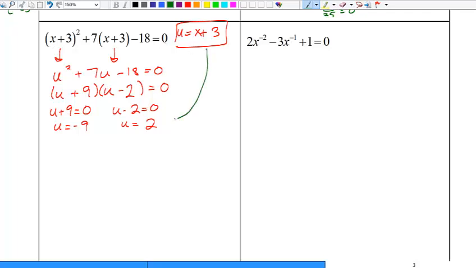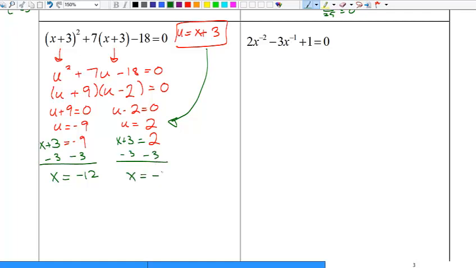So I'm going to use my u translate, and every time I see a u, I'm going to plug in an x plus 3. So x plus 3 equals negative 9. And for the other equation, I have x plus 3 equals positive 2. Now I'm going to solve in terms of x's, so I'm going to subtract 3 from both sides and get x is equal to negative 12. So my two solutions are negative 1 and negative 12. Now I don't have to check those because it didn't have a rational or a fraction in the exponent.